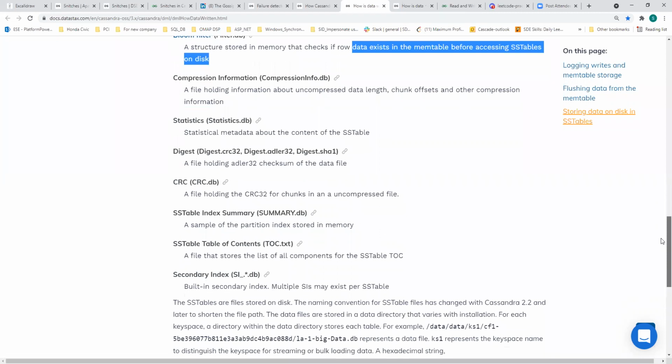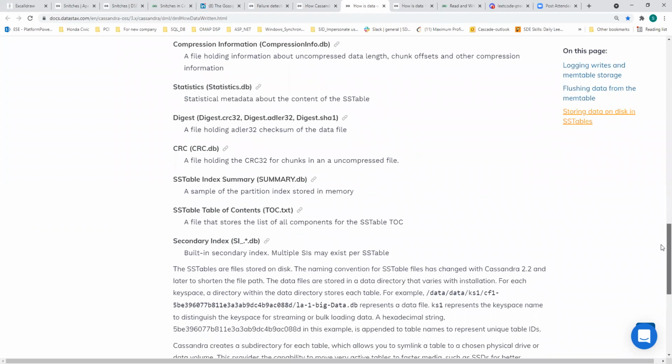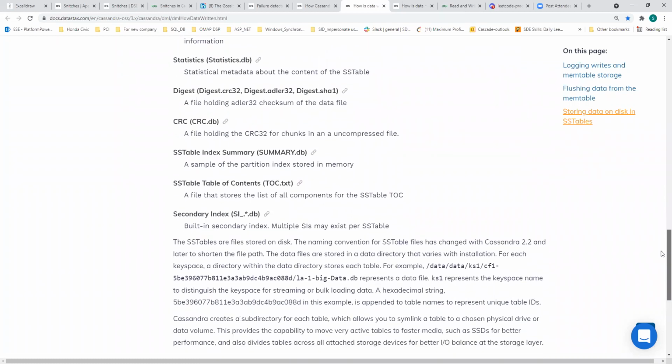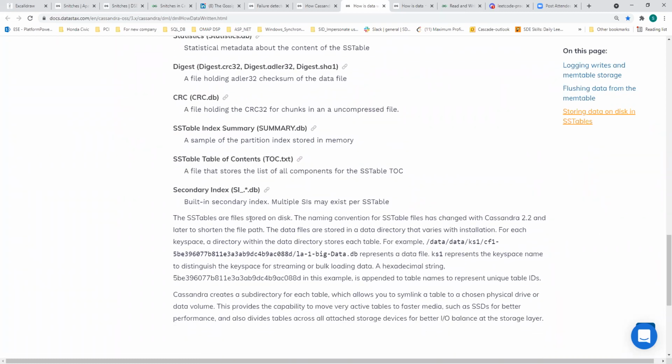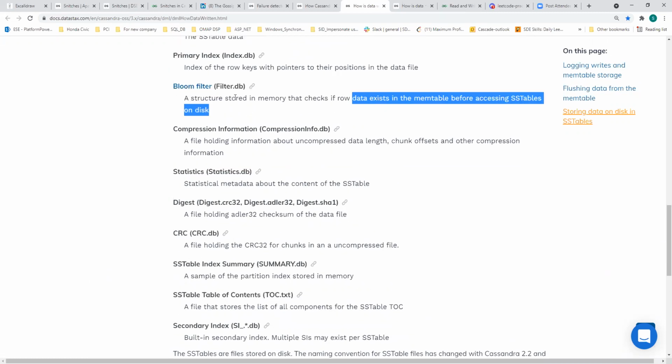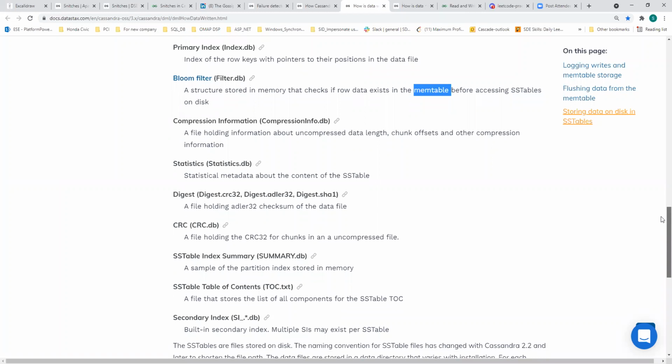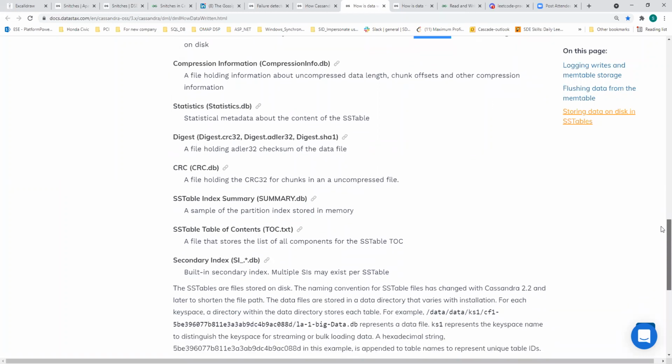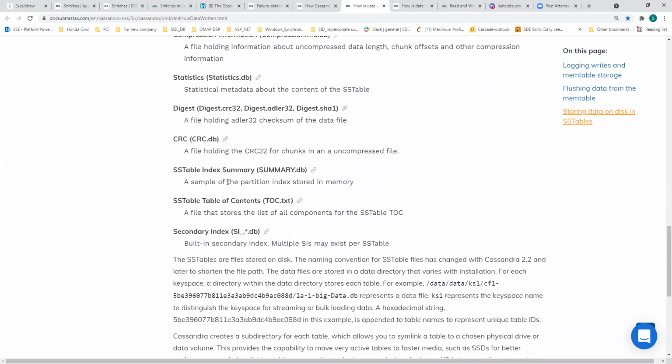And then the other stuff, yeah. For the writes, we don't use Bloom filter. Only for the reading, they use the Bloom filters. Correct, yeah. That is what it is. But they mentioned it for write here, right? That's why I thought... No, he says, a structure stored in the memory that checks if row data exists in the mem table before accessing the SS tables on the disk. So it looks like a read, yeah, read, sorry. Okay. Yeah, and then all the stuff discussed over here.